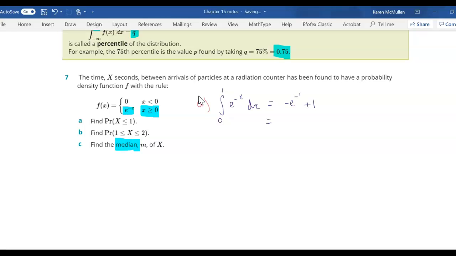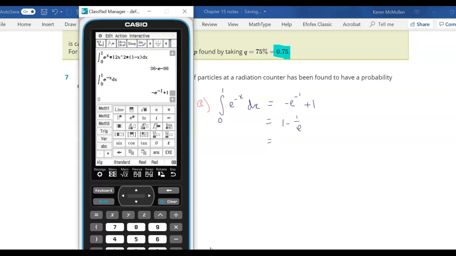And if we were going to write that without the negative power, and usually we write 1 first, I would probably write that as 1 minus 1 over e. Now remember, you do need to be able to transpose. So even if you could do this on your calculator, remember your exam might ask you to put it in a specific format. So just be aware of that. Let's put it in decimals. So 0.6321.